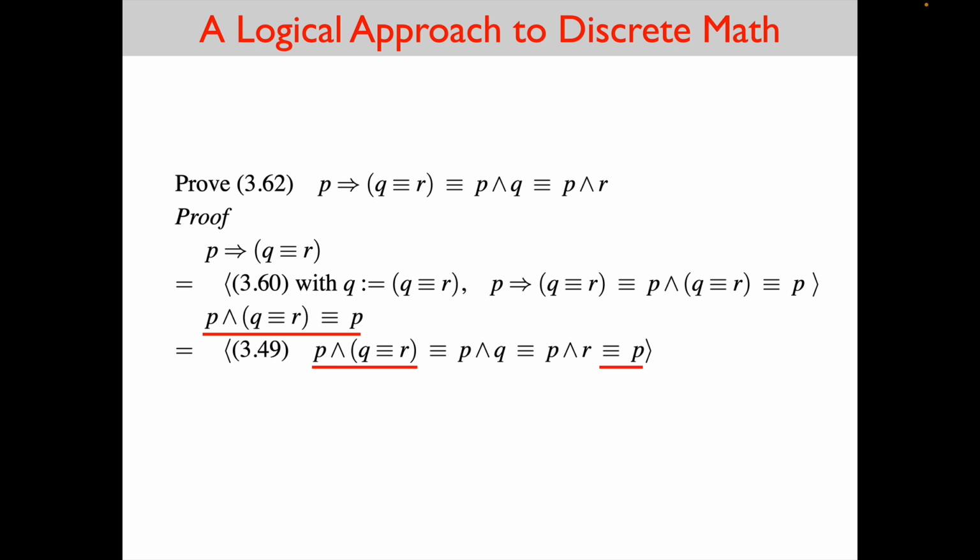And so what do we have remaining? P and Q equivales P and R, which we simply bring down, and that was the right-hand side of what we were trying to get to. So the proof is complete.